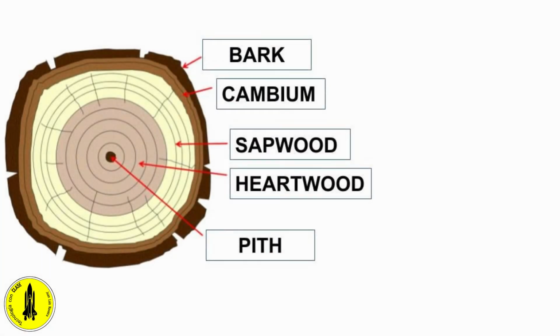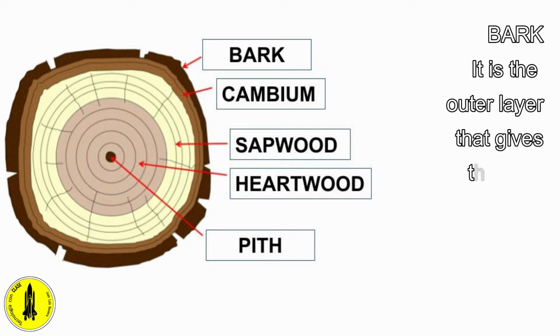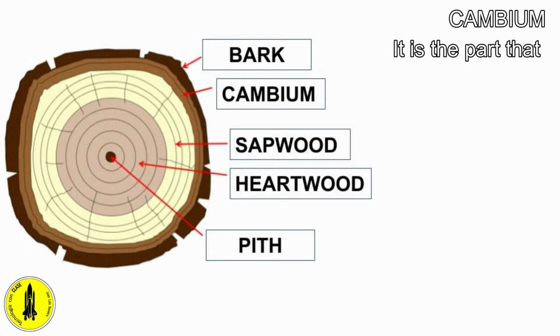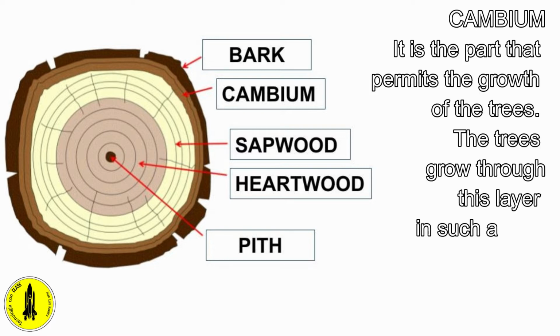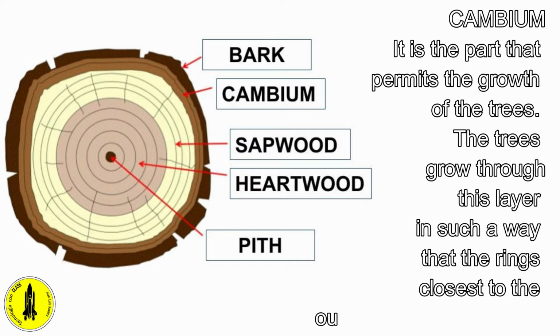If we cut a log, in its cross-section, we will find these main parts. Bark. It is the outer layer that gives the tree protection. Cambium. It is the part that permits the growth of the trees. The trees grow through this layer in such a way that the rings closest to the outside are the youngest.